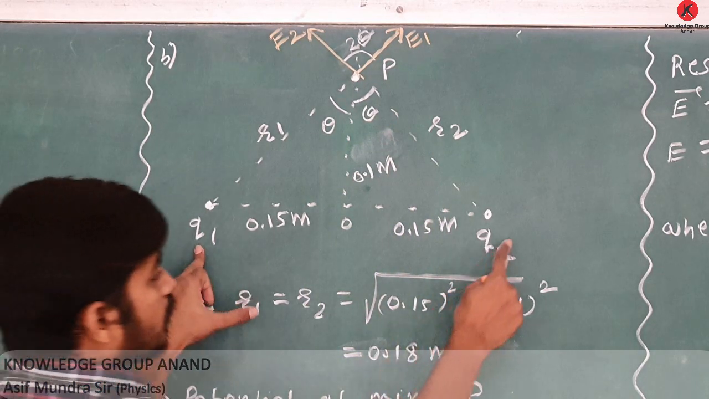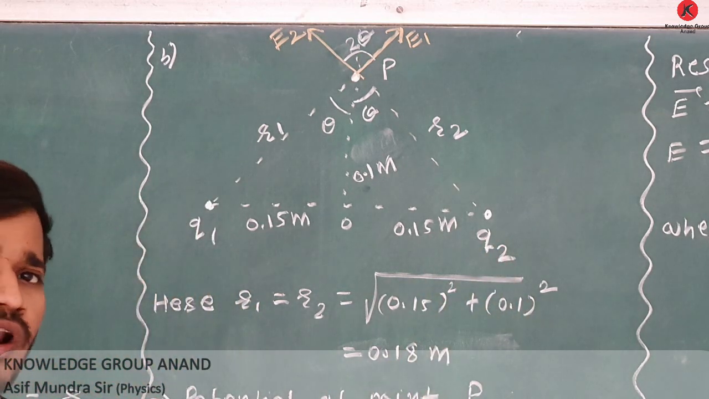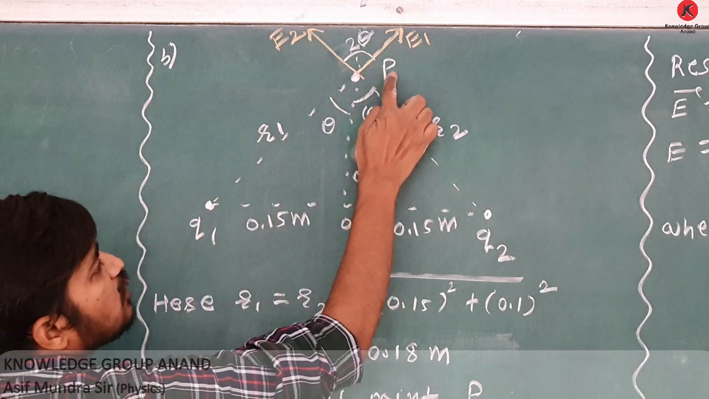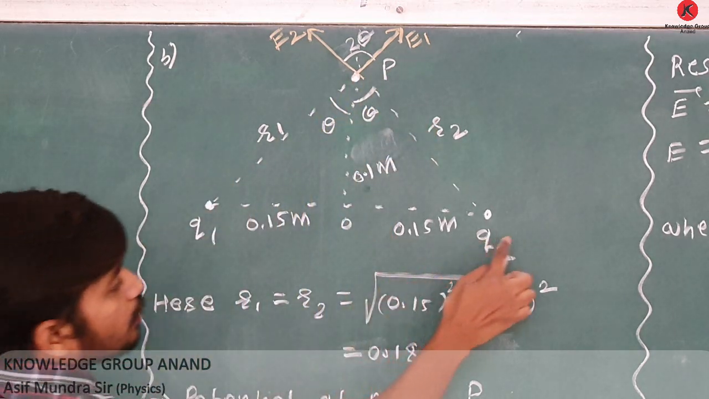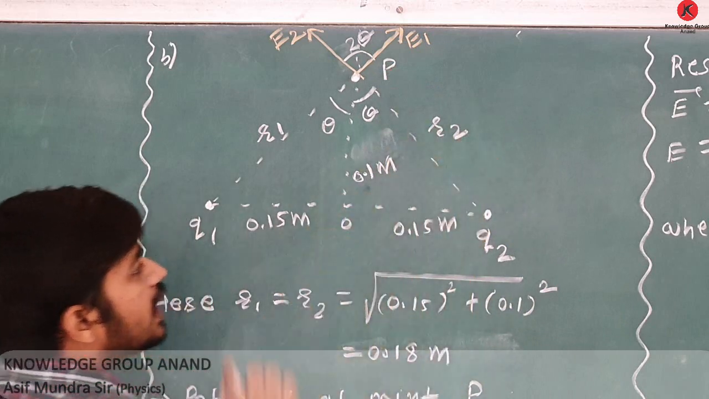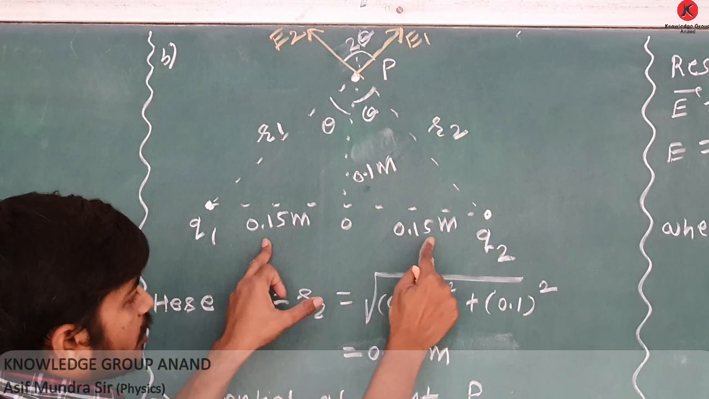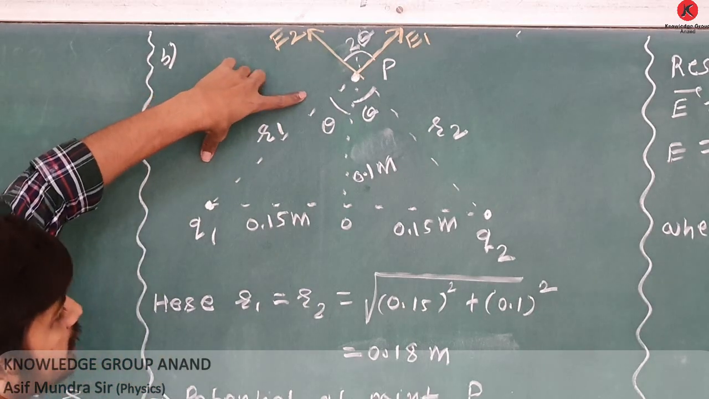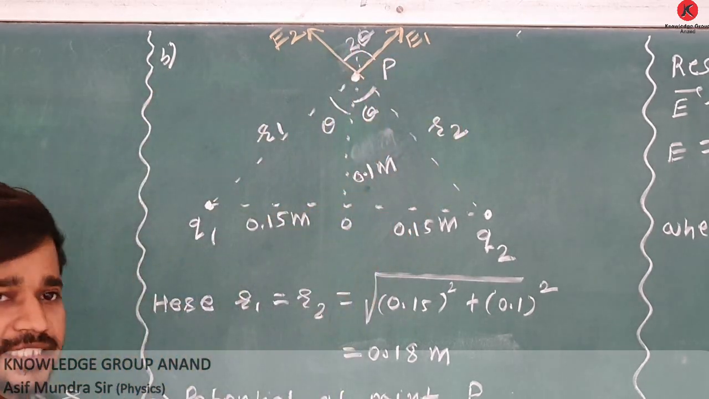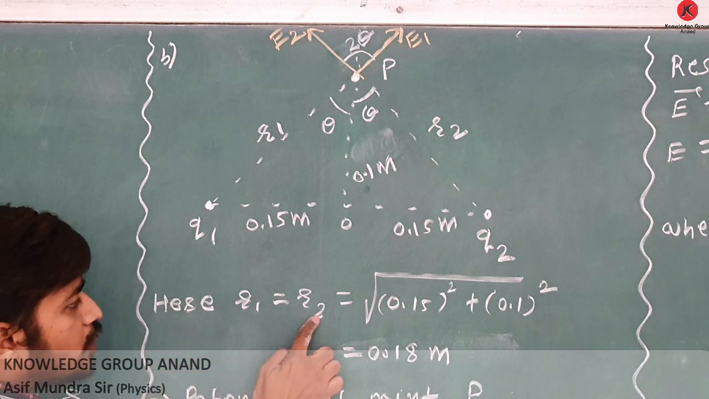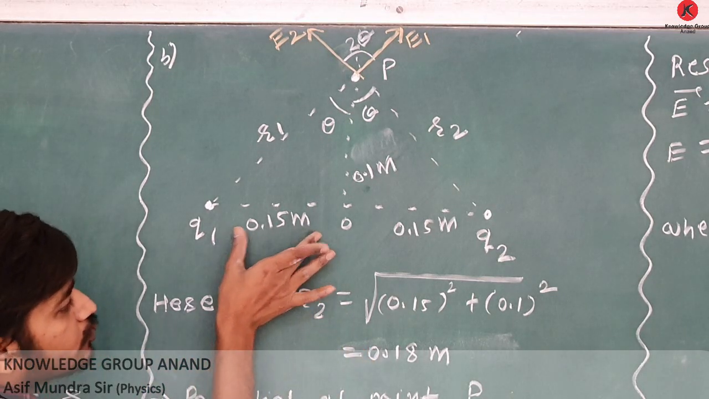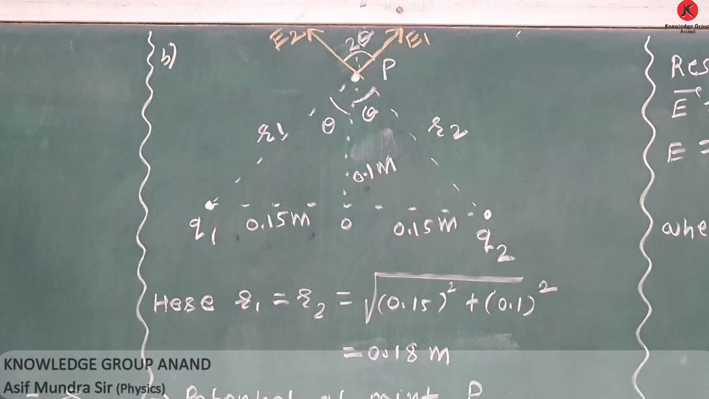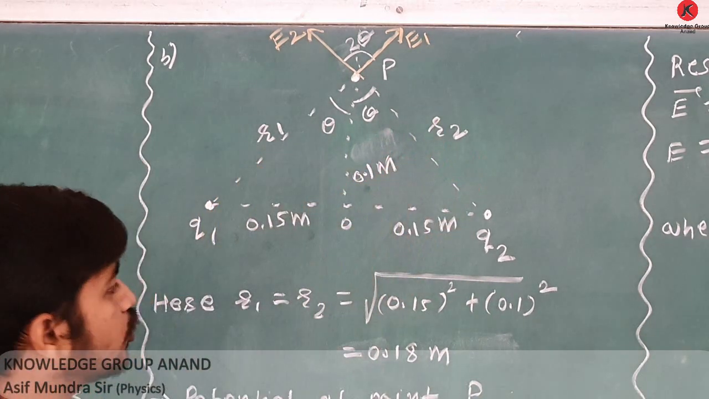See, we know the values of Q1 and Q2. First of all, we will find the distance. From Q1, the distance of point P is R1. From Q2, the distance of point P is R2. Now see, 0.15 meter, 0.15 meter, and this is 0.1 meter. So if you find this hypotenuse, R1 and R2 will be the same. So we can find them. R1 is equal to R2 is equal to the square root of 0.15 squared plus 0.1 squared, which is about 0.18 meter. Clear? So first of all, find R1 and R2.